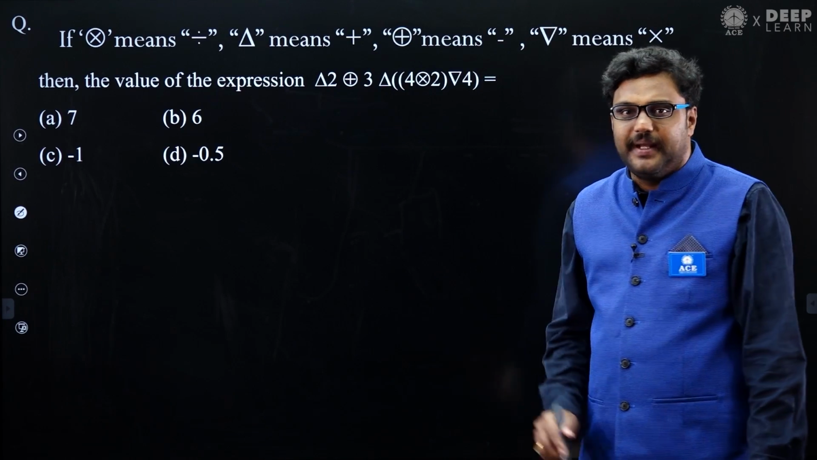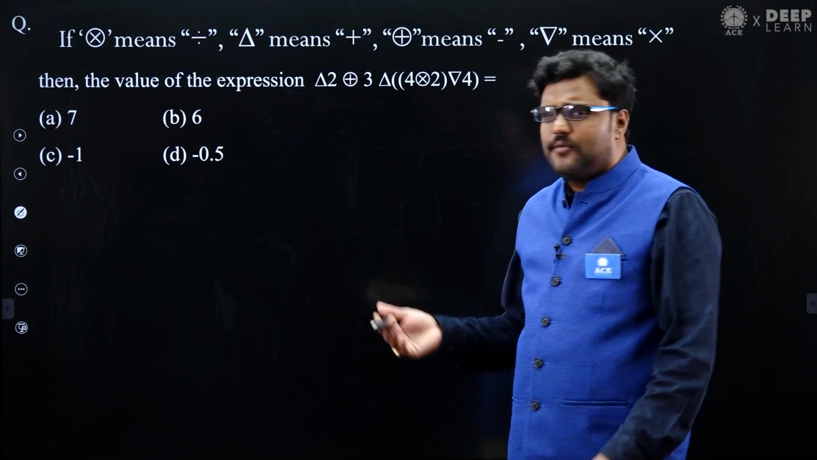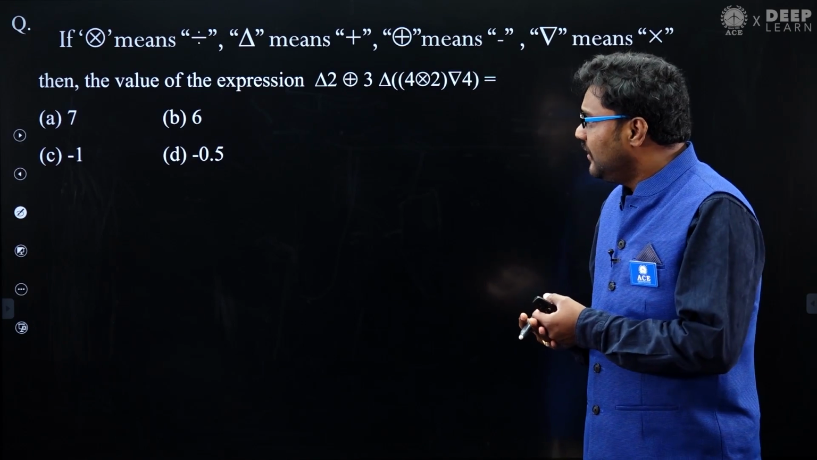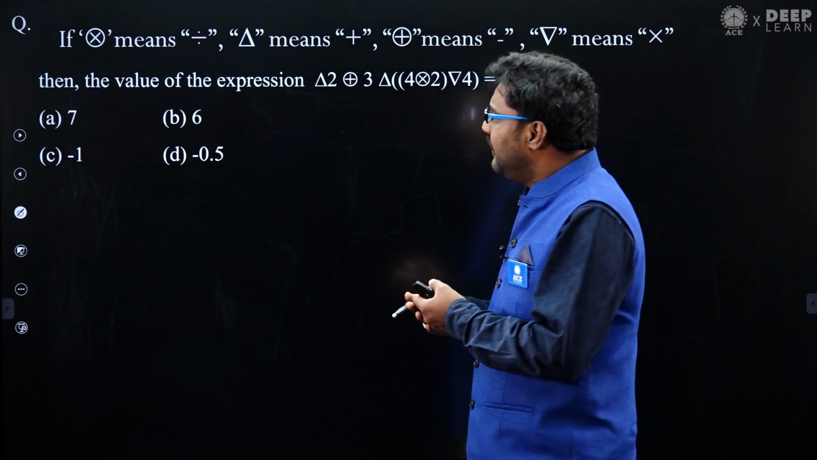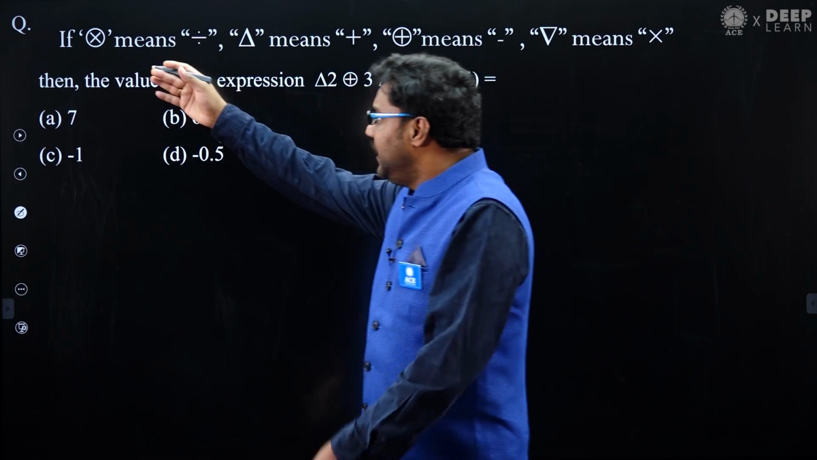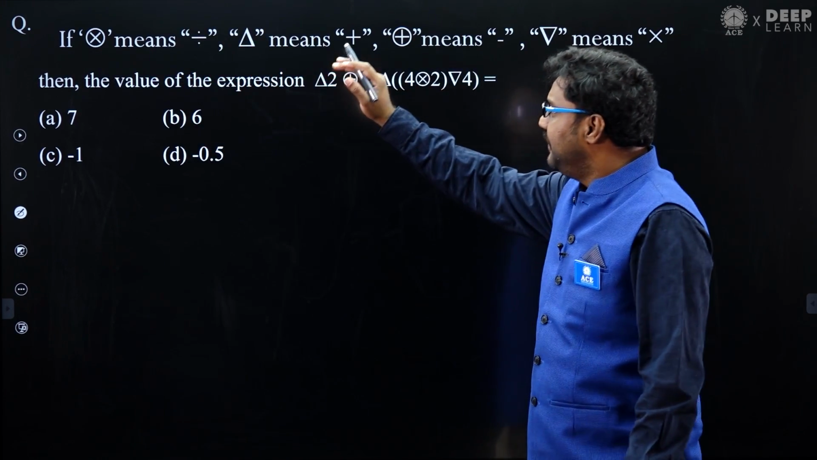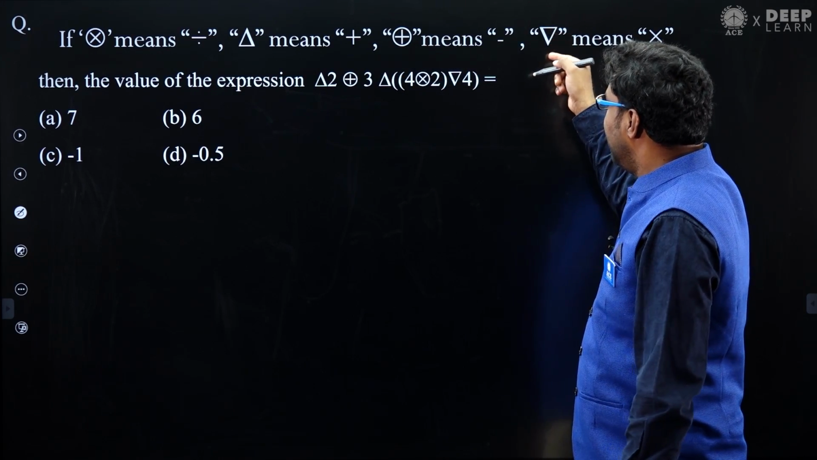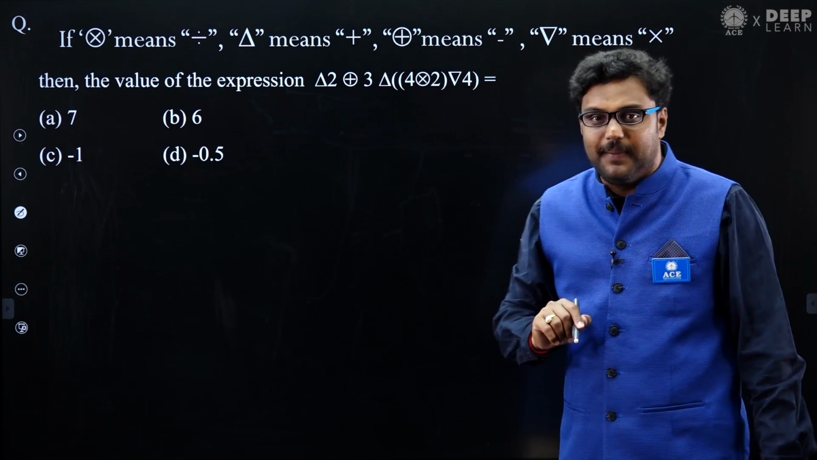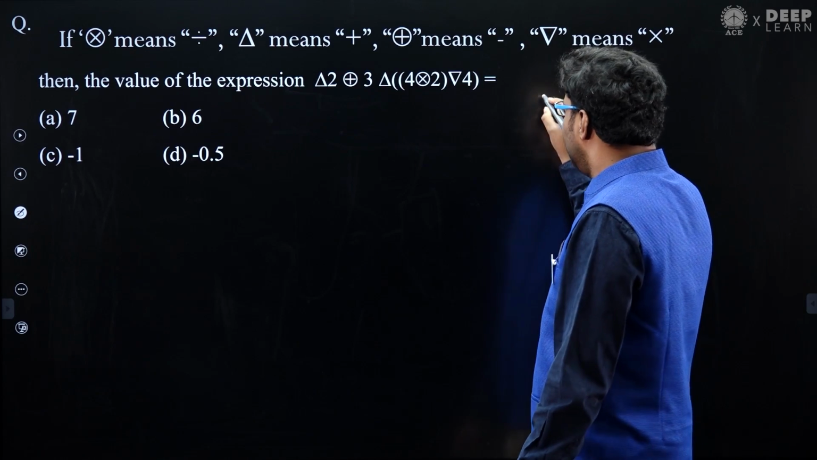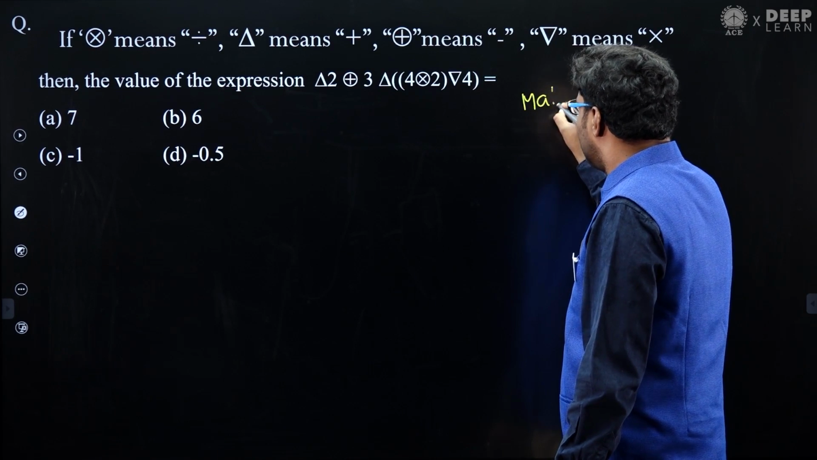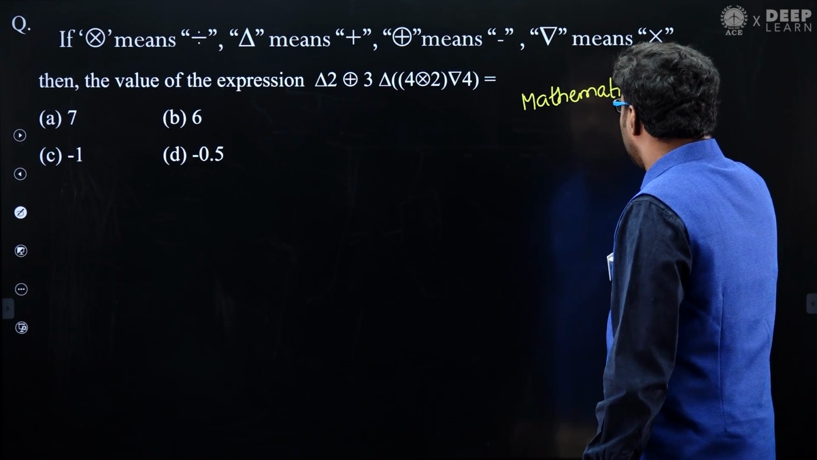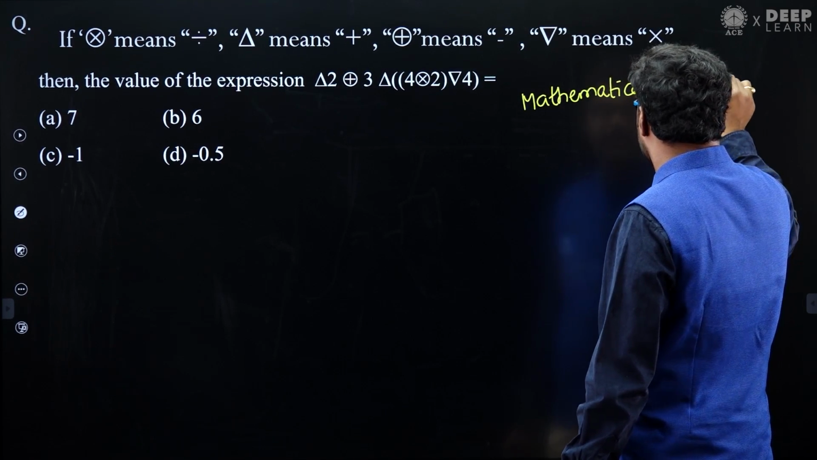Let us see the next question, my dear friends. This type of question they asked many in GATE 2021. See here, they given this symbol meaning is division. Delta meaning is plus. Circle with plus symbol is minus and this inverse triangle symbol is multiplication. This is actually mathematical operations concept, which is very important for SSC, JEE exams actually.